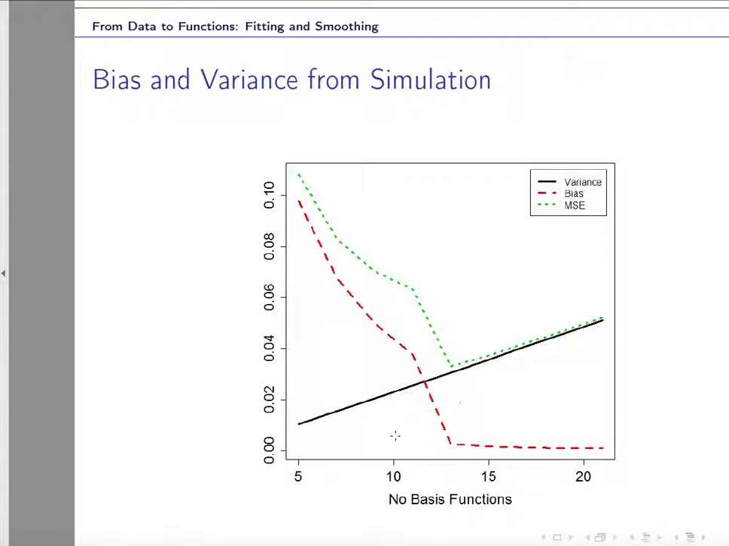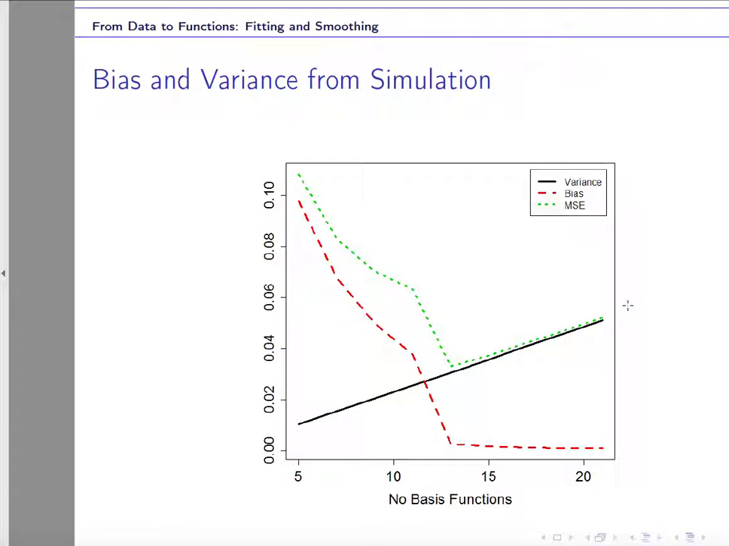So here, this shows the change of the bias, variance, and mean square error over the number of basis functions. As we mentioned, when the number of basis functions is increasing, the bias is decreasing. The red line is the bias, which is decreasing, and the variance is increasing. So the mean square error is decreasing at the beginning, and then it increases again, right?